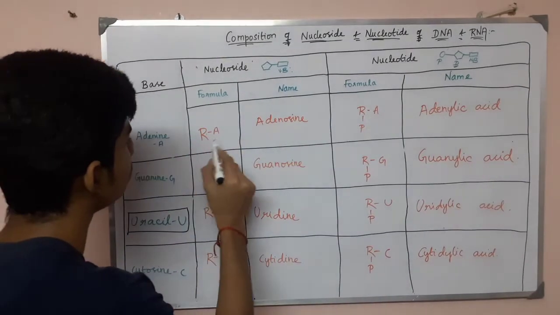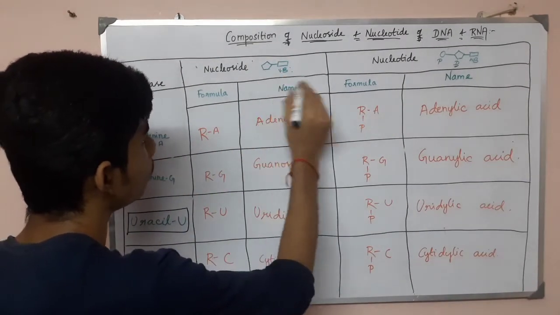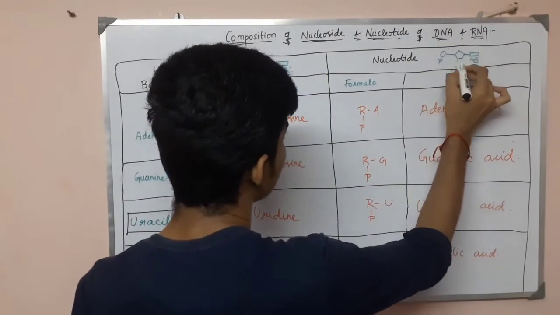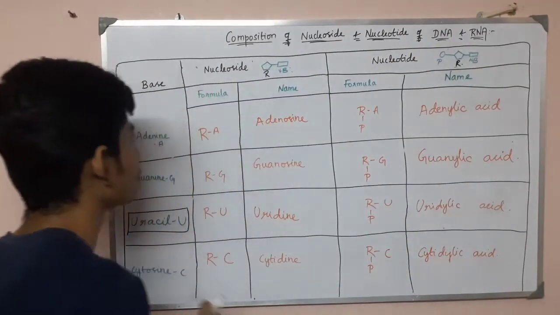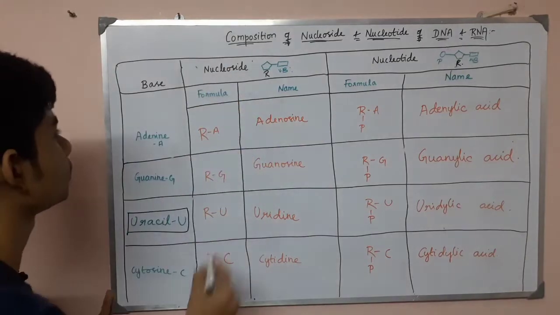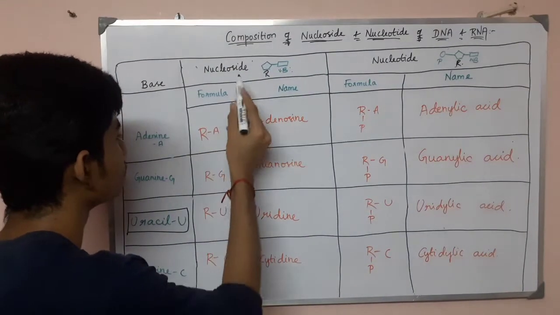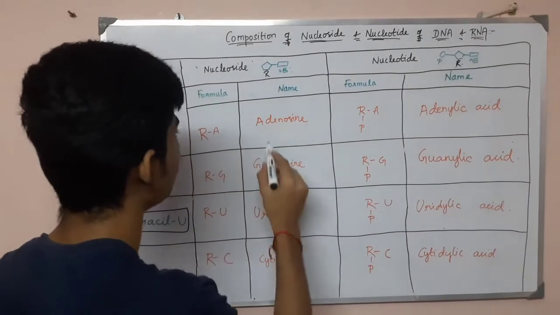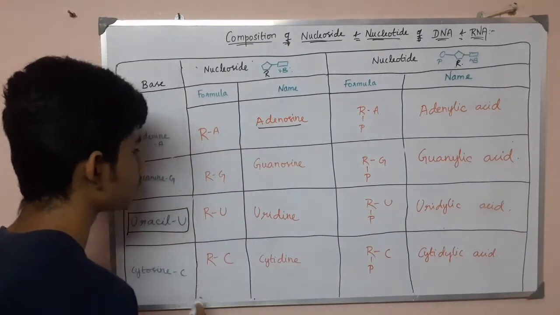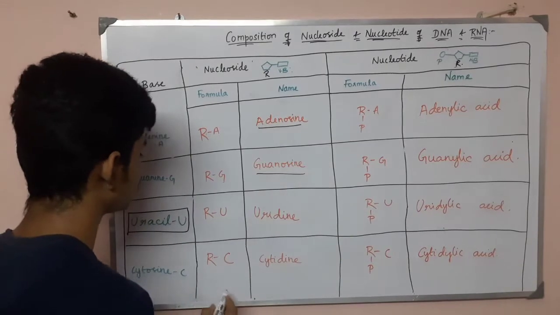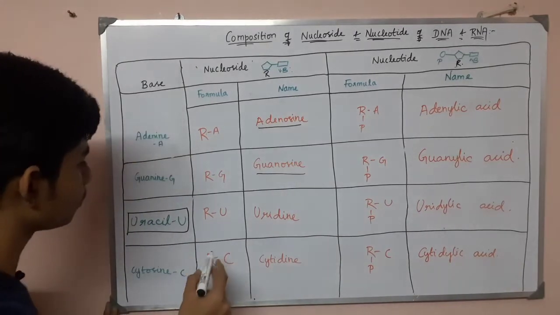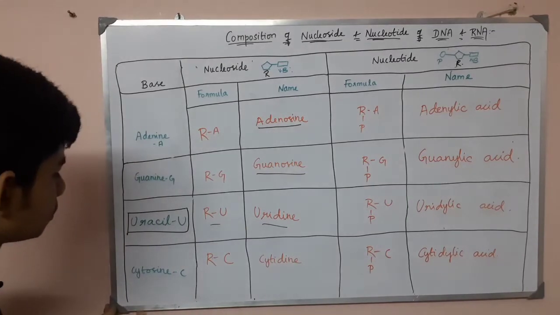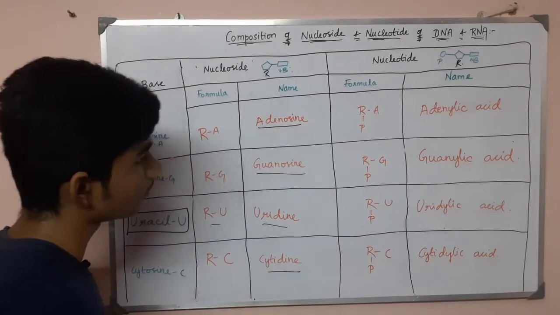In RNA it would be ribose sugar. So the nucleoside formula for RNA uses ribose sugar. The combination of ribose sugar and adenine is adenosine. Ribose sugar and guanine is guanosine. Ribose and uracil is uridine. And ribose and cytosine is cytidine.